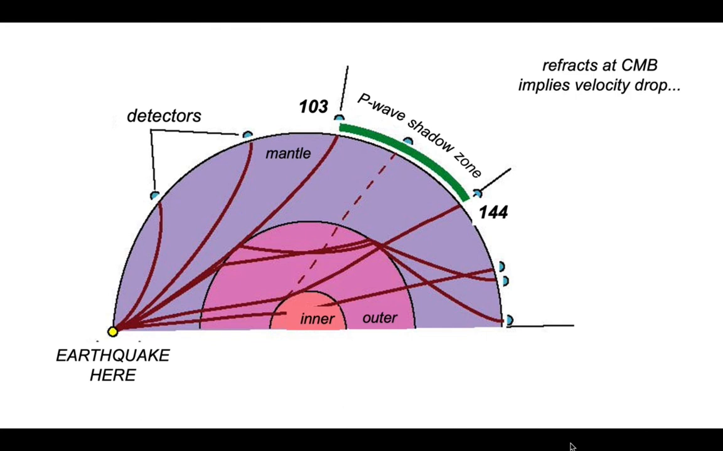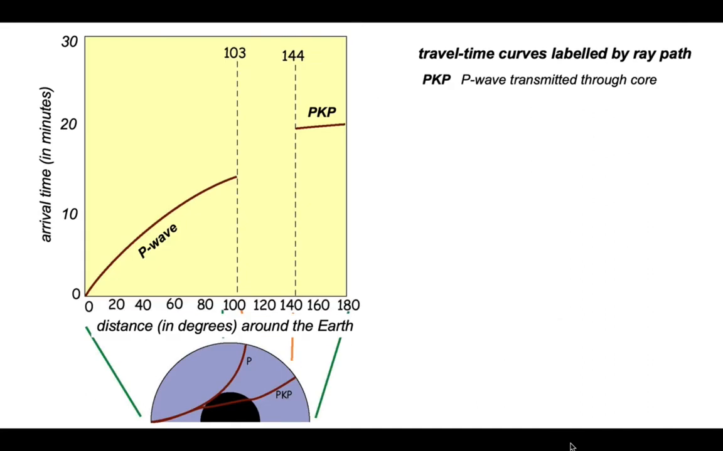Refraction at the core mantle boundary with this sense implies that the seismic velocity of the outer core is lower than the deep mantle. There's a velocity drop at the core mantle boundary. Consequently, we have this shadow zone in our travel time curve plot.